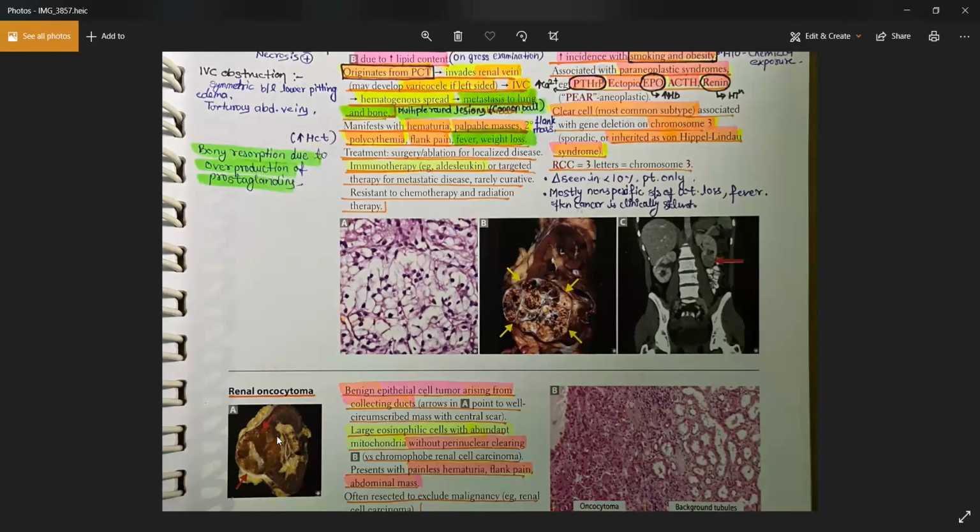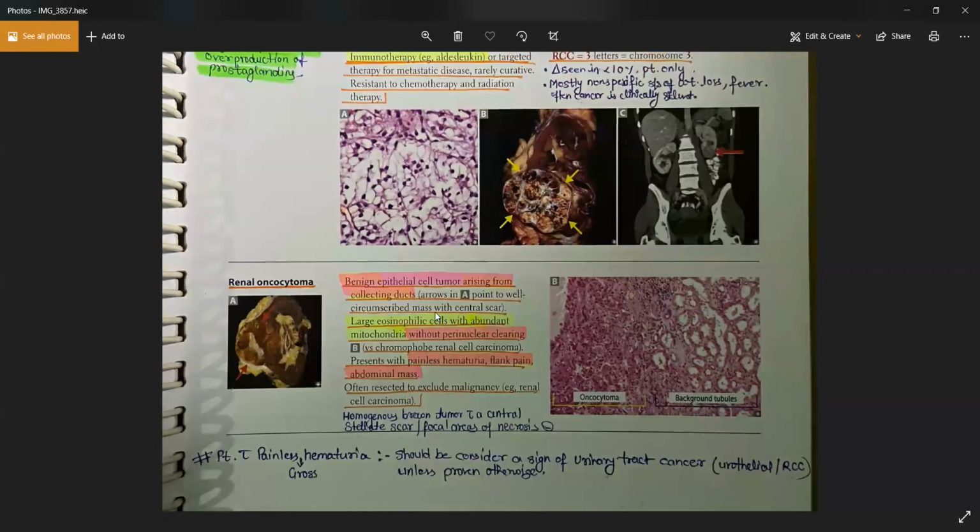In the center, it will have a scar, and surrounding that scar, you will have the tumor. On biopsy, you will see large eosinophilic cells, because the cells are rich in mitochondria. They do not have any perinuclear clearing, unlike RCC. So no clear cells will be seen.